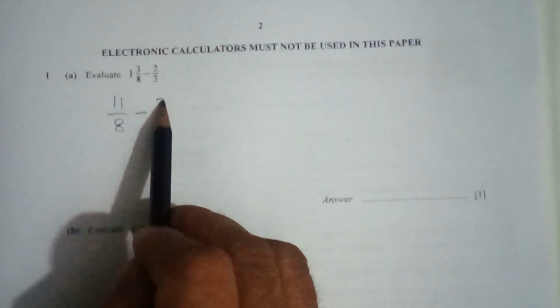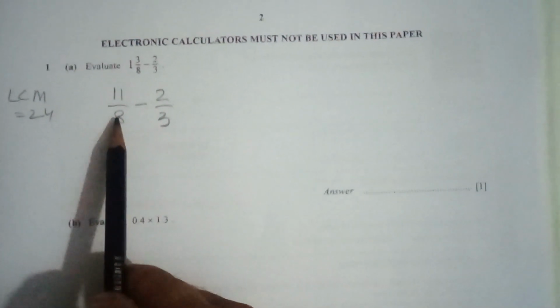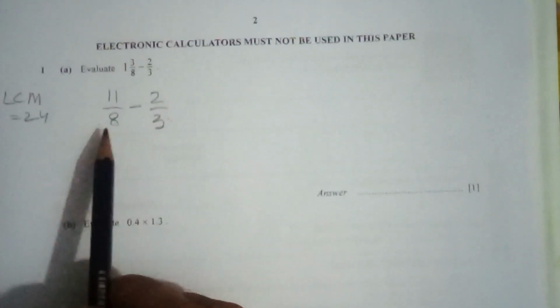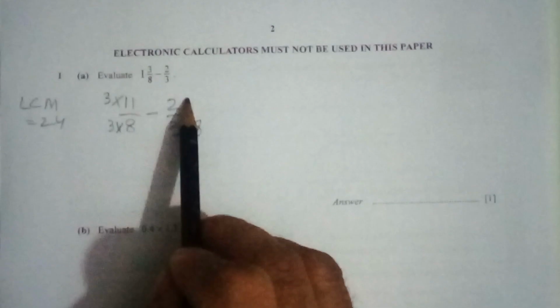minus 2 over 3. Okay, so if we take the LCM of 8 and 3, the LCM is 24. Let me write LCM over here. LCM is 24. We have to make the denominator of both fractions 24, so I multiply by 3 in the denominator and 3 in the numerator. And to make the denominator of this fraction 24, I have to multiply by 8 here as well as 8 here.